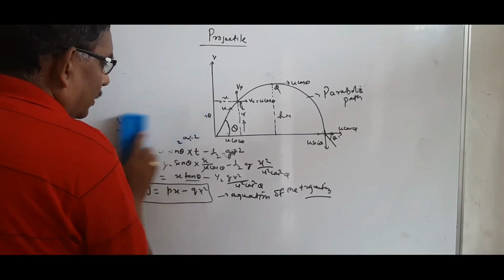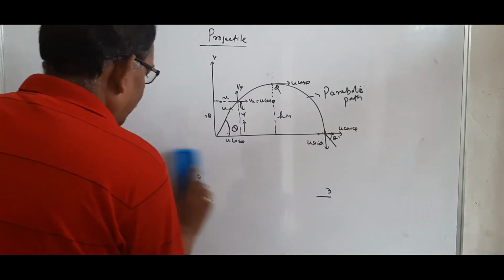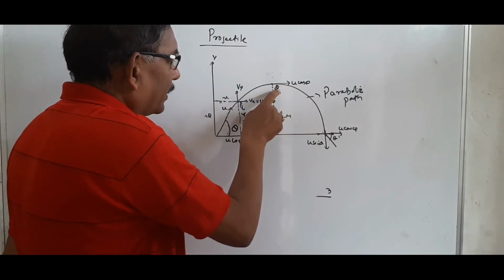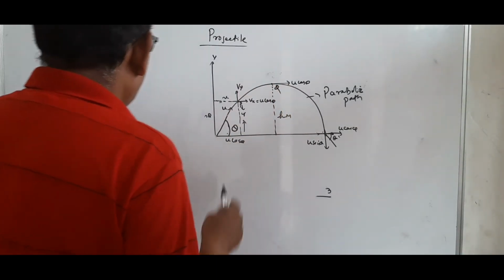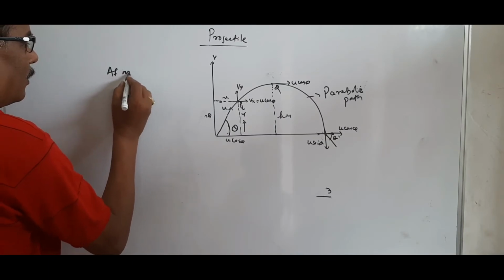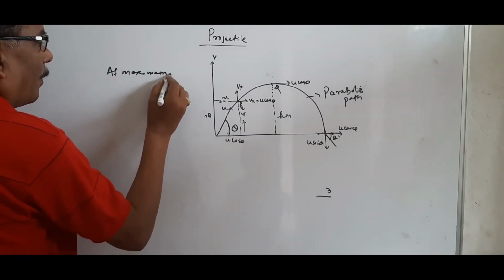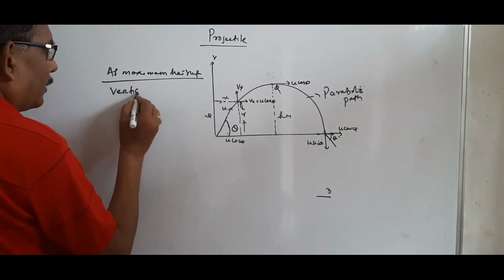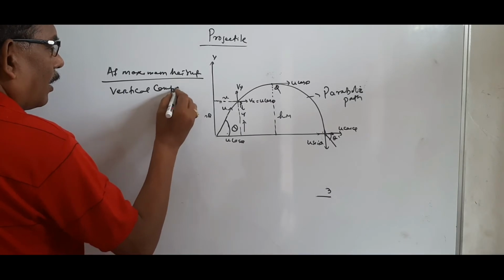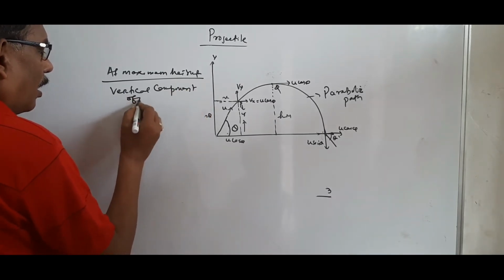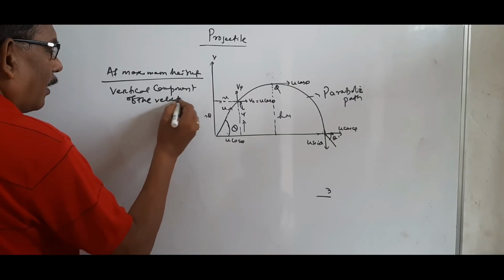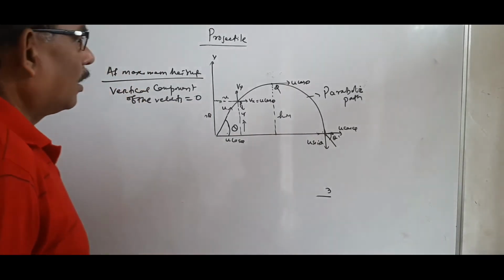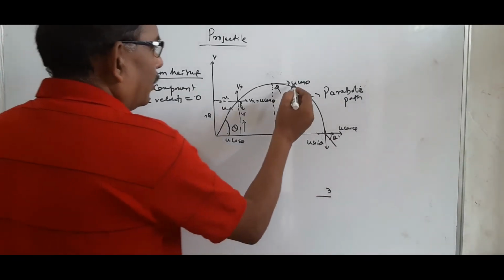The projectile reaches the point Q. This is your maximum height. Now the projectile is at the point Q. So at maximum height, the vertical component of the velocity is 0. Only the horizontal component remains, that is your u cos theta.